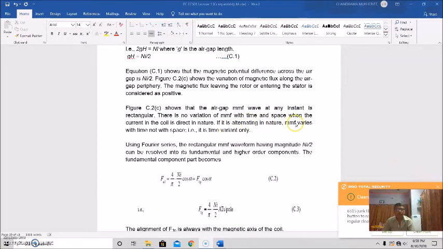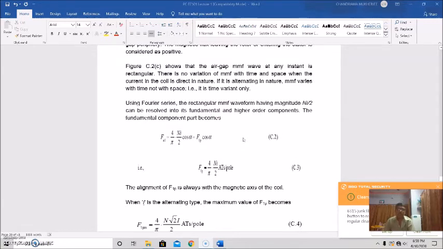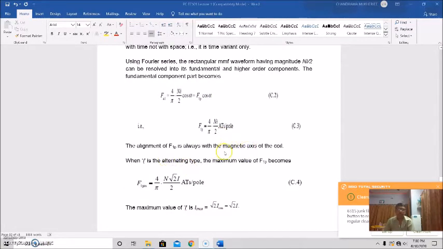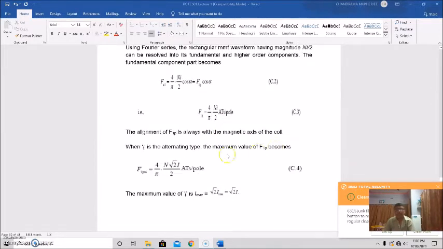That is when the current in the coil is direct in nature. If it is alternating in nature, MMF varies with time, not with space, so it is time variant only. If we use a Fourier series, the rectangular MMF waveform having magnitude half Ni can be resolved into its fundamental and higher order components. The fundamental component becomes Ni by 2 cos alpha. If we say this is equal to F1P, then F1P cos alpha, and F1P is always along the magnetic axis of the coil. When I is the alternating type, the maximum value of F1P is 4 by pi times N I max, where I max equals root 2 I.